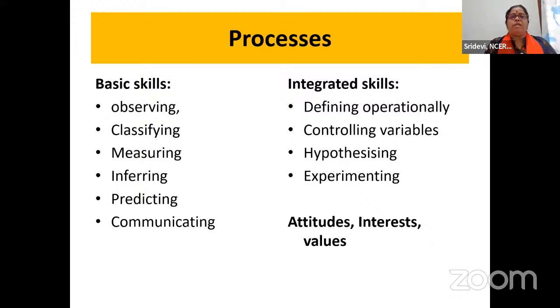There are various basic process skills, like when it comes to science, we do make use of observing, classifying, measuring, inferring, predicting, and communicating. And there are a lot of integrated skills like defining operationally, controlling variables, hypothesizing, experimenting, and so on. Apart from these general processes, we have something very essential, attitudes, interests, values also, which play a significant role in the life of a child.